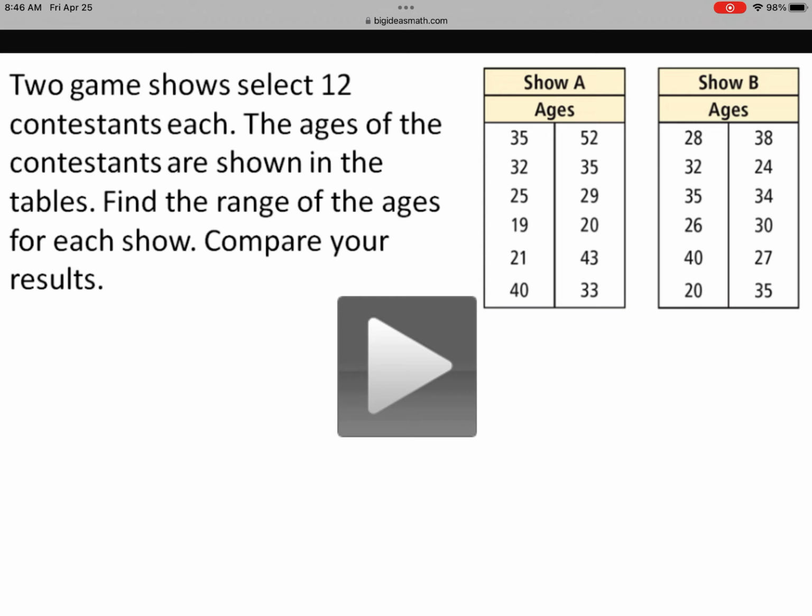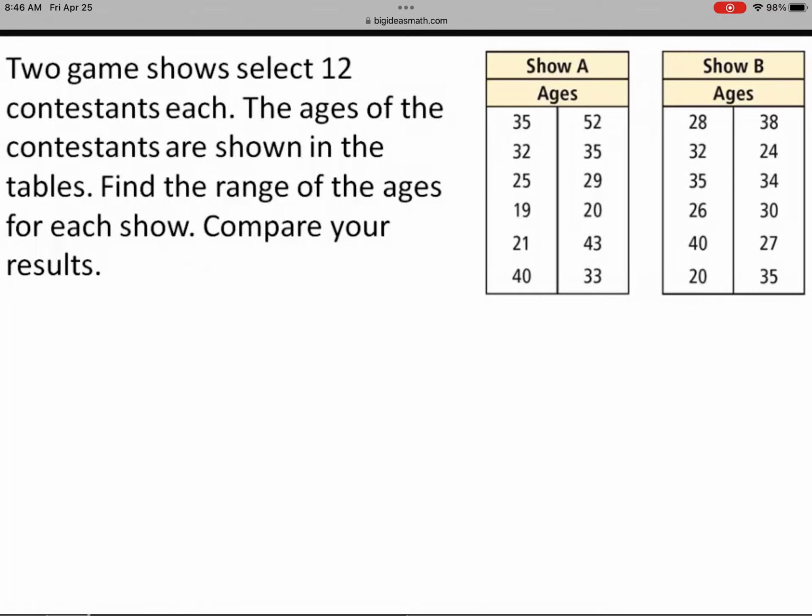Two game shows select 12 contestants each. The ages of the contestants are shown in the tables. Find the range of the ages for each show. Compare your results. First, find the range of the ages for show A.